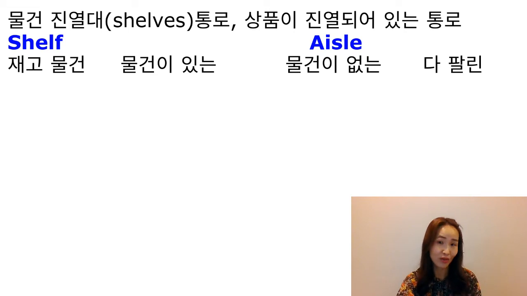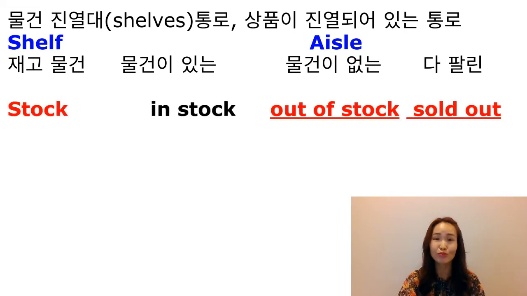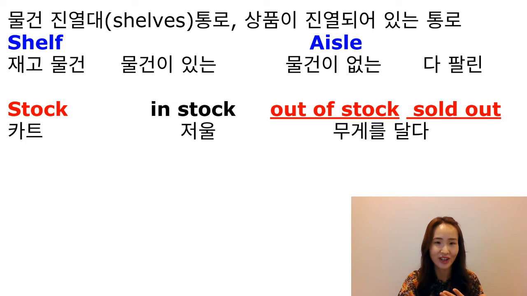Okay, and then when you go shopping, there is stock, meaning goods. So when you say, oh, we are in stock, that means the goods are available. We are out of stock, that means there are none. Or the shop assistant says it's all sold out, that means it's gone, they're all sold. So: stock, in stock, out of stock, sold out. Okay. And then when you go to the shop, you have to push the cart. Usually people carry the cart, right? Push it. That's a cart in English.